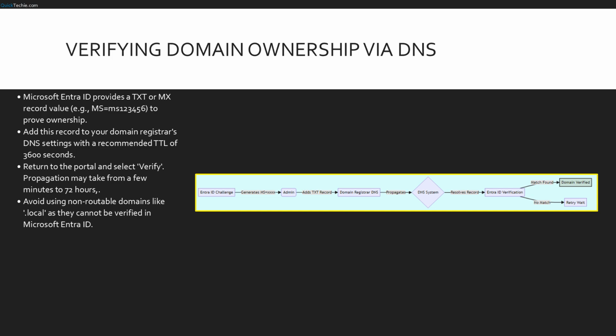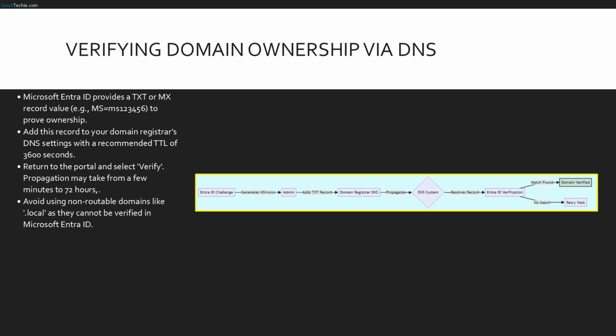To convert your domain from unverified to verified, you must prove ownership. Microsoft Entra ID generates a specific text record, usually starting with MS=, which acts as a challenge token. You must log into your domain registrar, such as GoDaddy, and add this TXT record to your DNS zone. We recommend setting the time to live, or TTL, to 60 minutes to ensure rapid propagation.